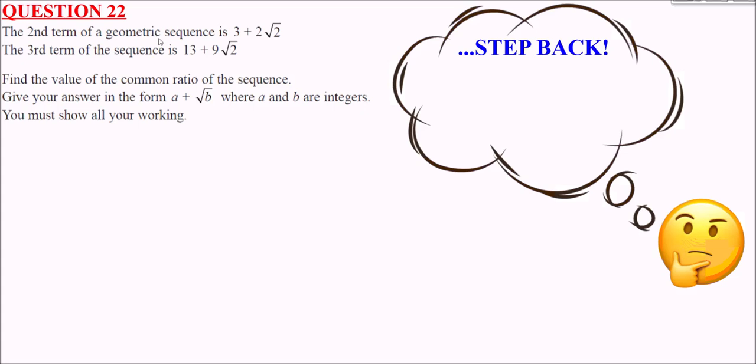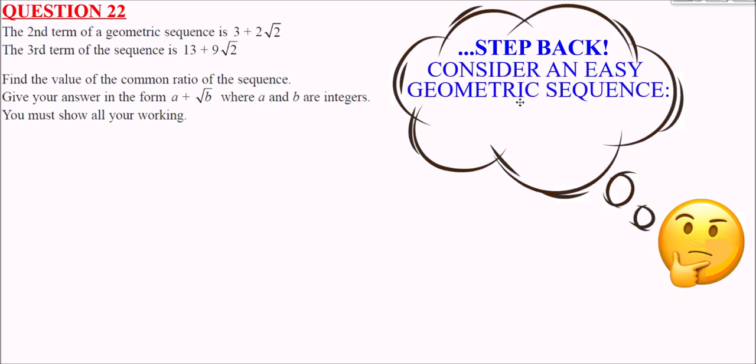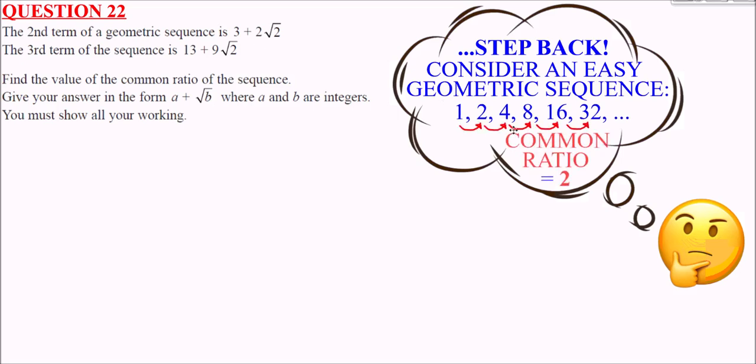So let's just imagine what a simple geometric sequence is to get the idea of what the question is actually asking us to do. I think the easiest one is where you take the number 1 and keep doubling it. So this one is a geometric sequence: 1, 2, 4, 8, 16, 32. It's geometric because each term is the one before it doubled. Because we're multiplying by 2 as we go along, that's got a common ratio of 2.